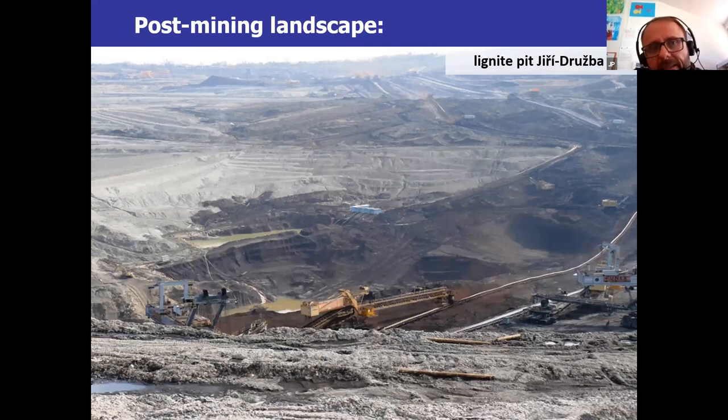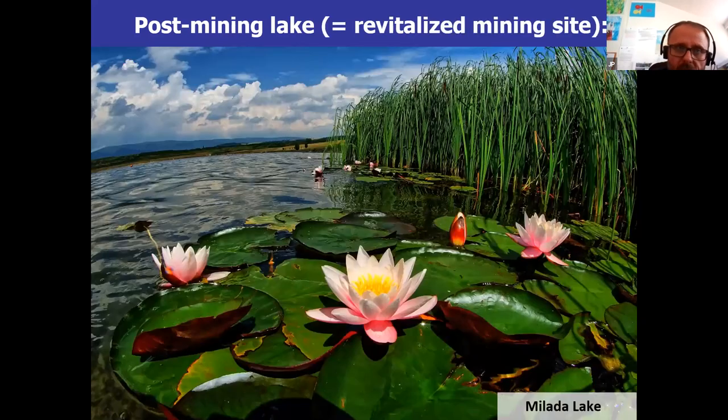It is not surprising that open cast mining leaves the landscape heavily destroyed with really very deep scars. And after the mining activities are over, the landscape has to be given its ecological, economical, as well as aesthetical value back. Here is an example of the lignite pit Jiří Družba, so you can see how heavily destroyed the landscape is. So the goal is to move from the previous situation to the situation like on this slide, ideally without any negative consequences. This is an example of Milada Lake, former Chabařovice Lake, that is now called Milada.